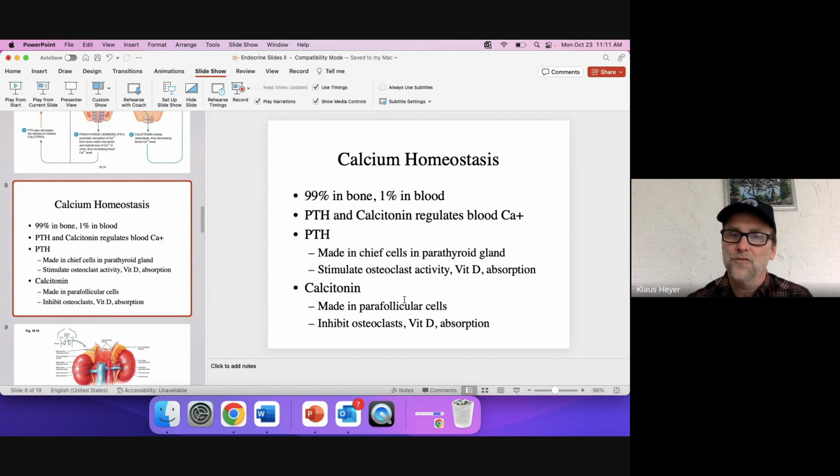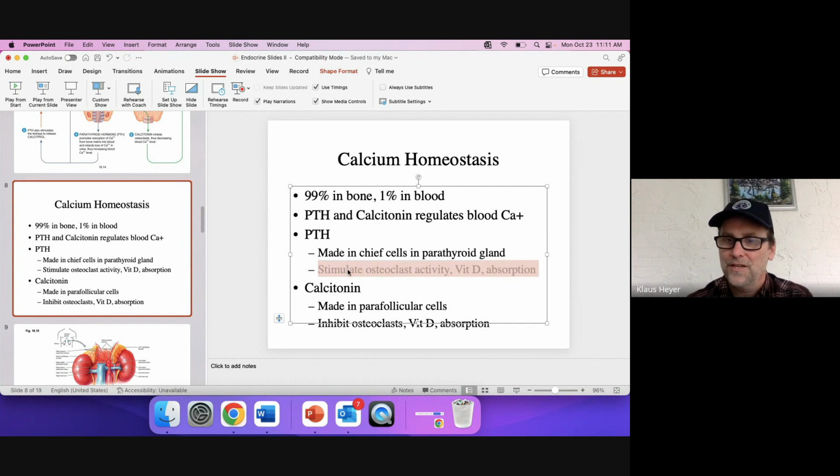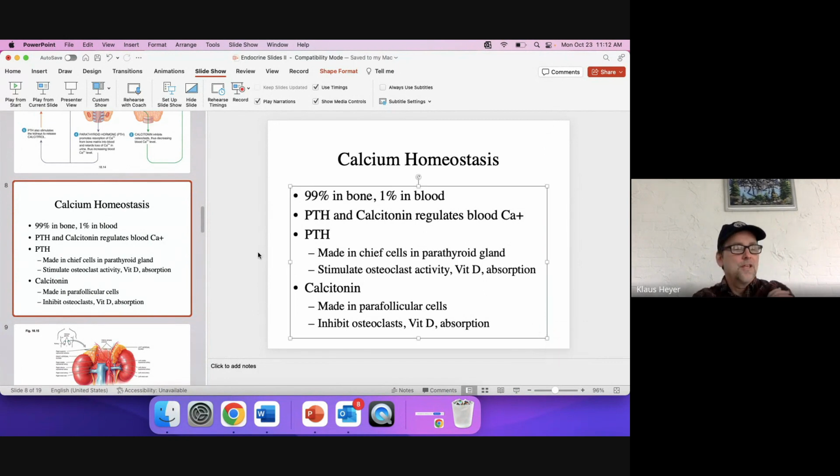Calcitonin does the opposite. So you could just take this line right here and you can just say the opposite. Inhibit osteoclast activity, decrease vitamin D, decrease absorption. So calcitonin just does the opposite, which I put as much down here anyway, didn't I? So PTH and calcitonin, that's another example of an antagonistic hormone. They do opposite things. PTH is going to raise blood calcium. Calcitonin is going to lower blood calcium.